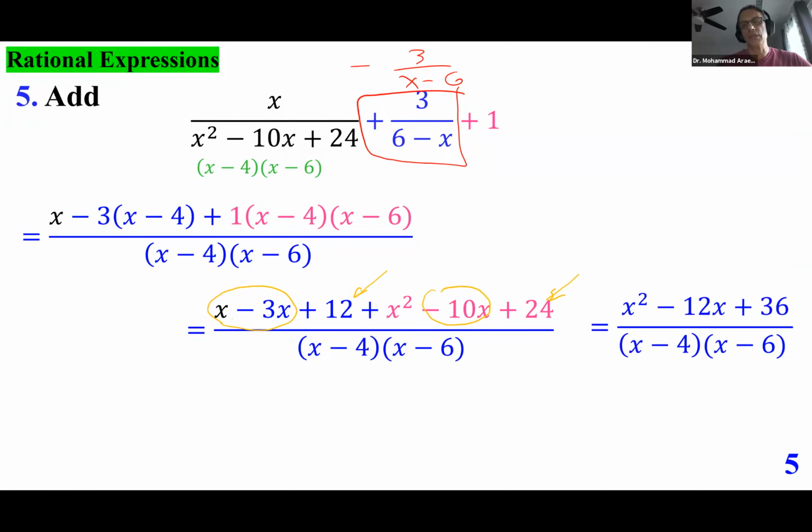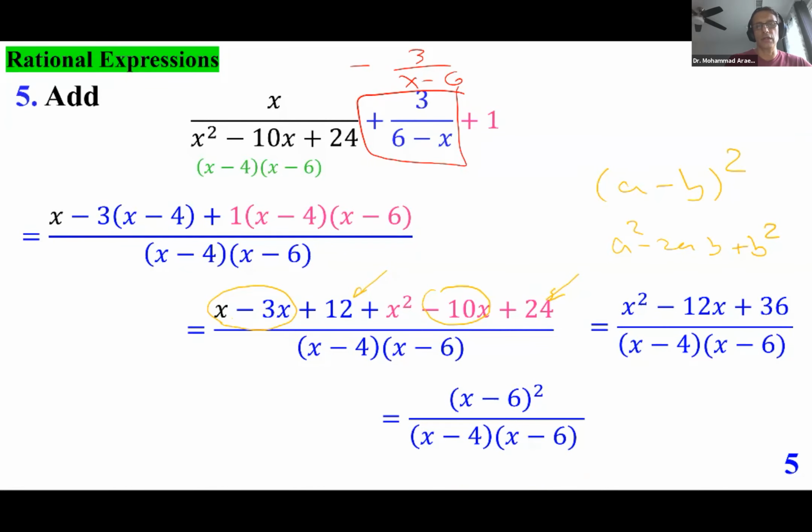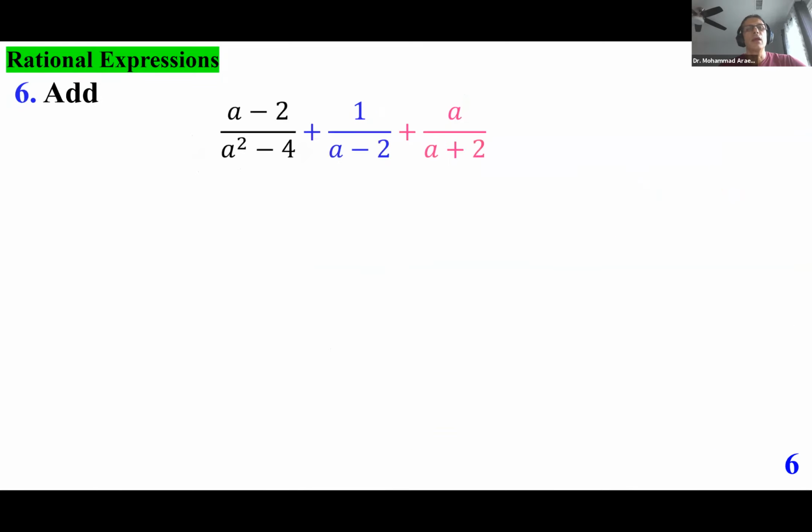So the top is in the form of a squared minus 2ab plus b squared, which is a minus b squared. So it's x minus 6 quantity squared. This cancels out the exponent here, and here's your final answer. It's all about factoring. We want to add them up.